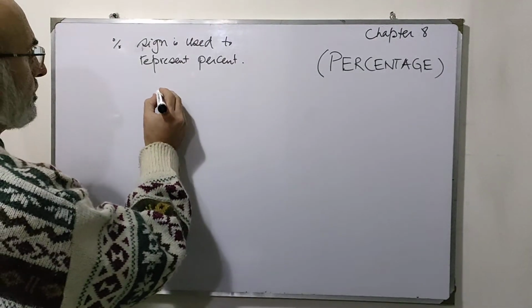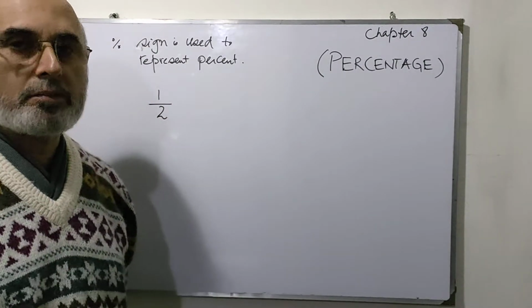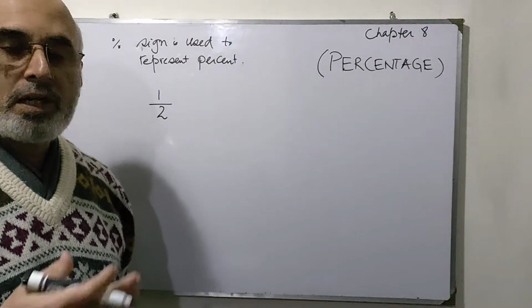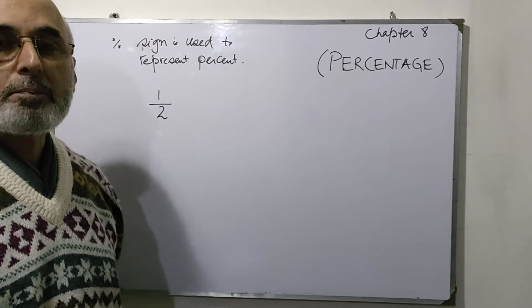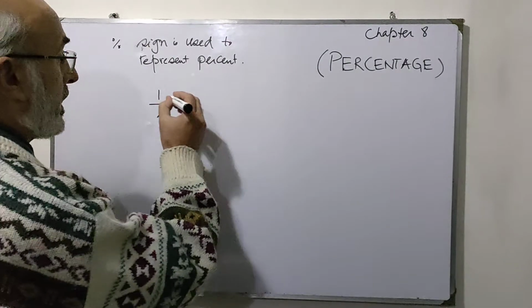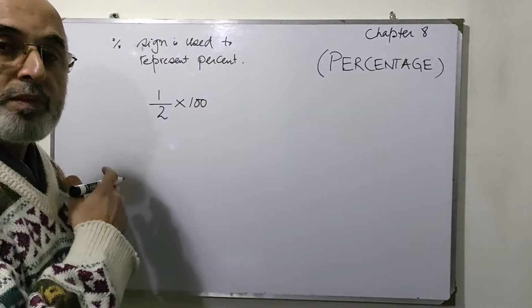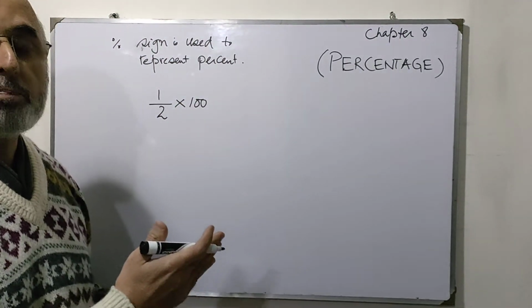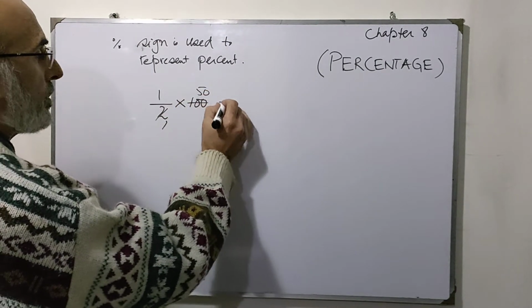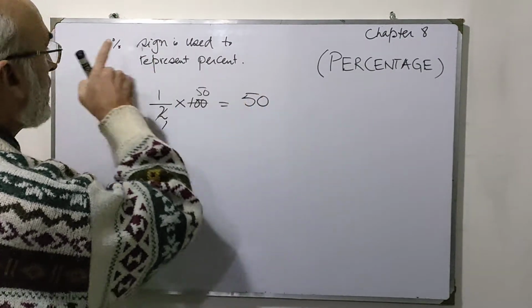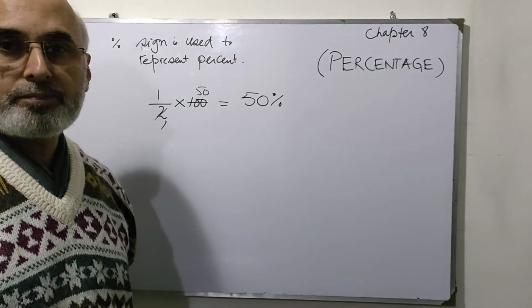Suppose we have a fraction 1 over 2. If we see this fraction, it is very clear that it is half. So we are using 1 over 2 to represent half of anything. But how to represent it in percentage? We multiply by 100. To take this fraction to percentage, we have to multiply by 100. Now simplify it, it is 50, and we will use this sign percent. So it is 50%.